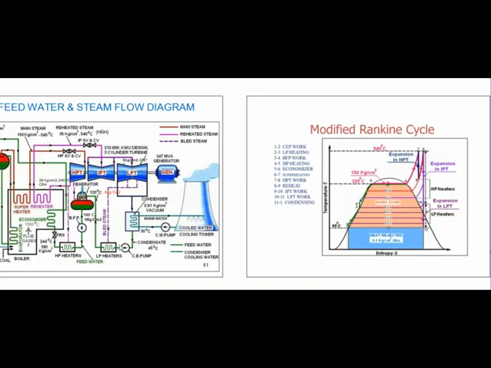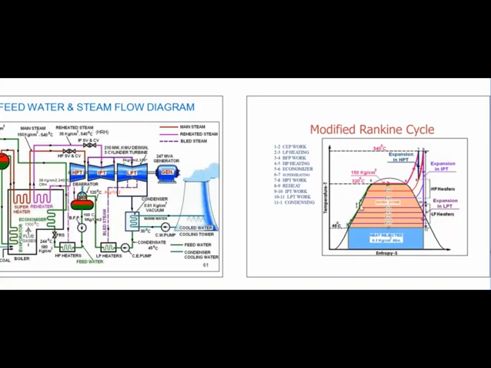And this is the regeneration process, where the extraction coming from the LP turbine is used to heat feed water in the LP heater. You can see that extractions are coming, three extractions from the LP turbine, which sensibly heat the feed water.